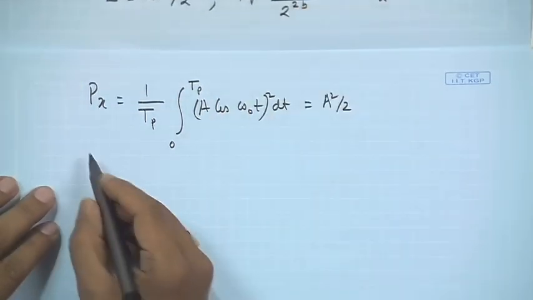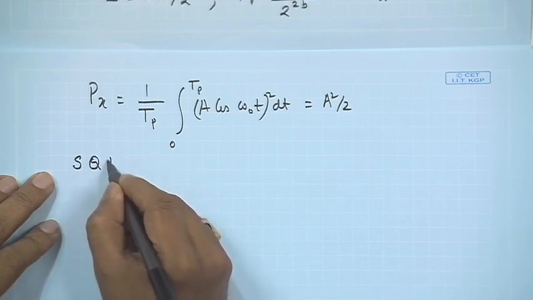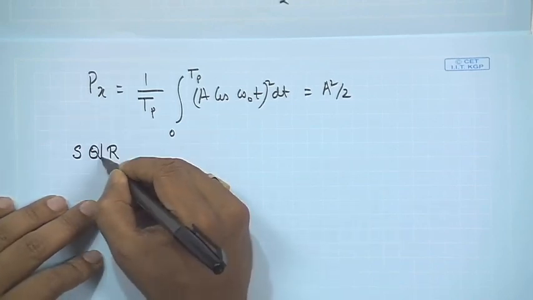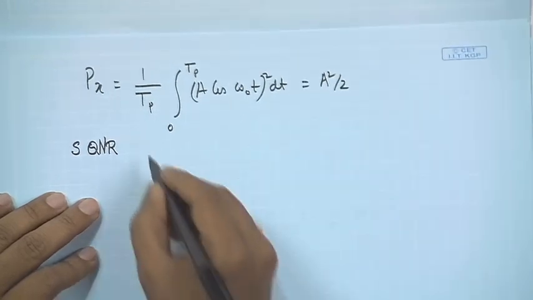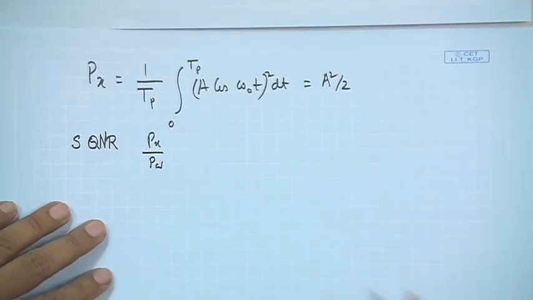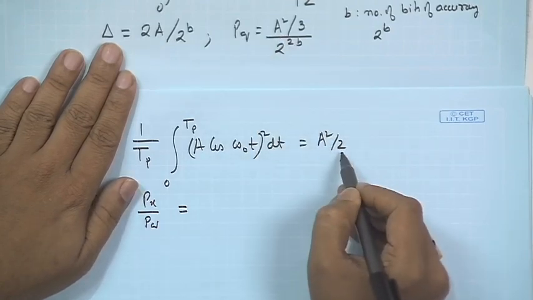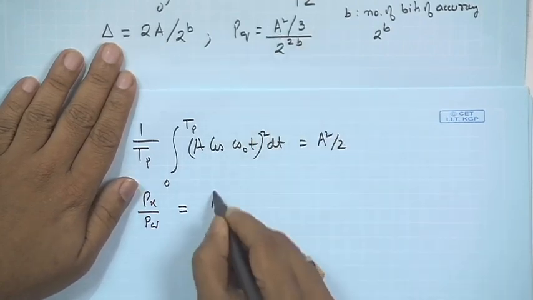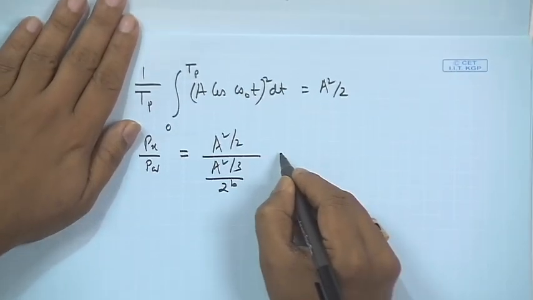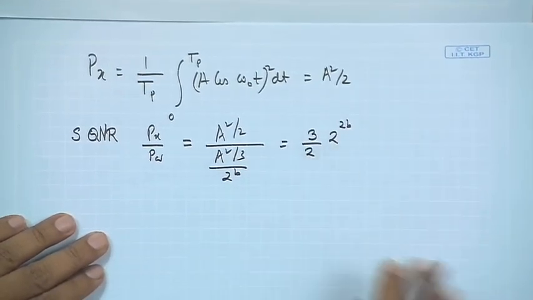So, we usually refer to a term known as signal to quantization noise ratio. Some people refer to it as SQNR or SQR. The signal to quantization noise ratio is Px upon Pq, and you can calculate Px upon Pq using these two relationships, A squared upon 2 divided by A squared by 3. So, you can easily calculate. What you have is 3 upon 2, 2 to the power of 2B.